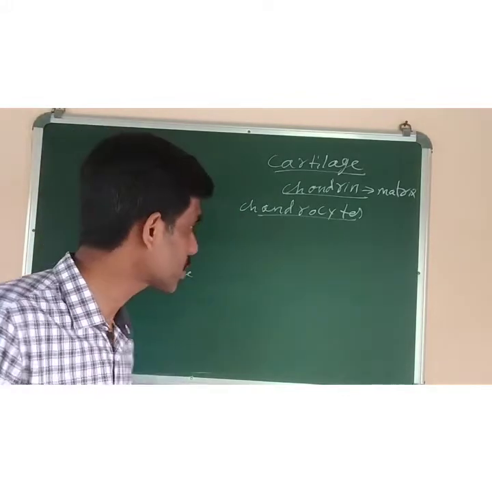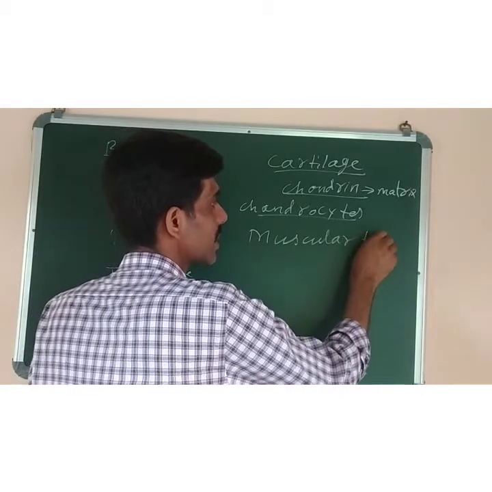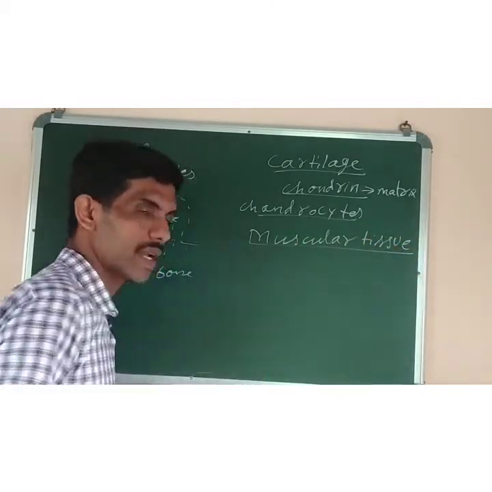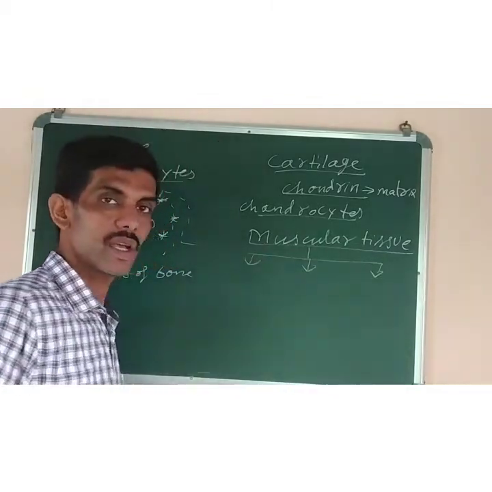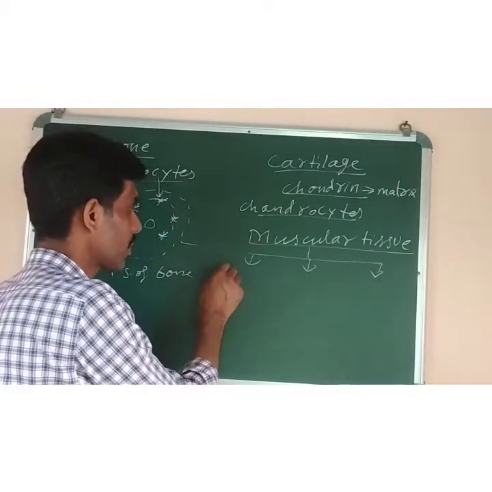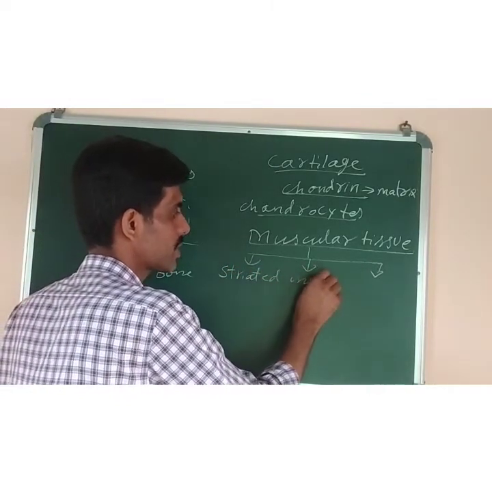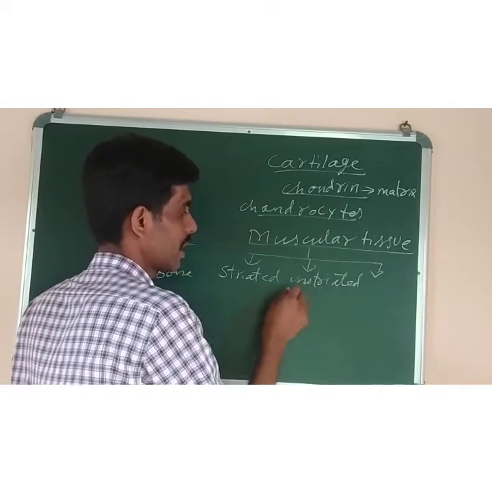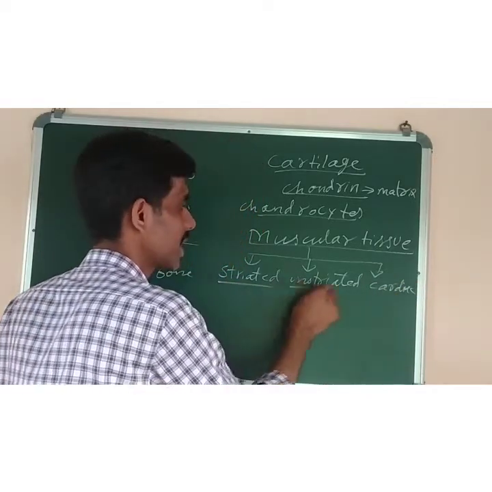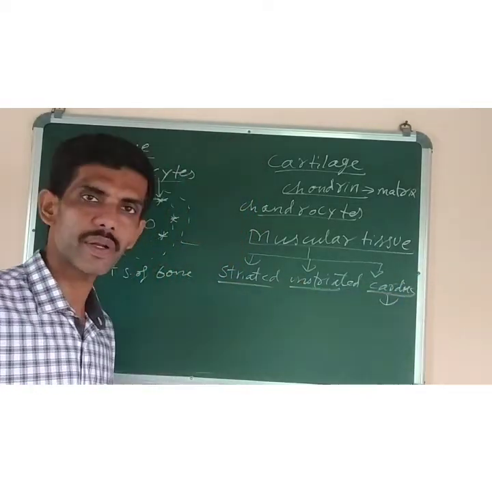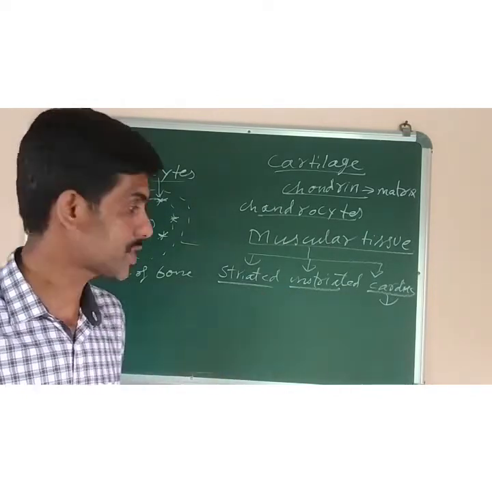Now next is muscular tissue. Muscular tissue is made up of muscles, muscle cells and fibers. There are three types of muscular tissue. You have studied in lower classes also. What are they? The muscles which are under our control are called voluntary muscles. The three different types of muscles are striated, unstriated, and cardiac. Cardiac muscles are found only in the heart. It is a mixture of characters of both striated and unstriated.